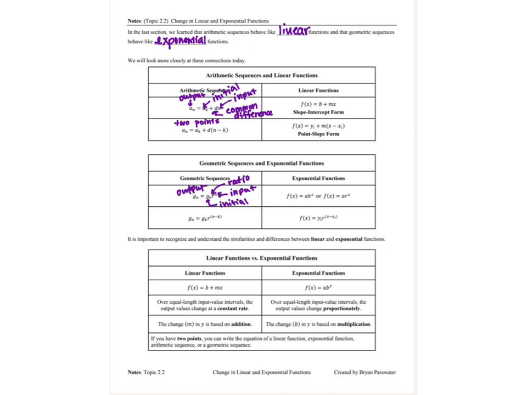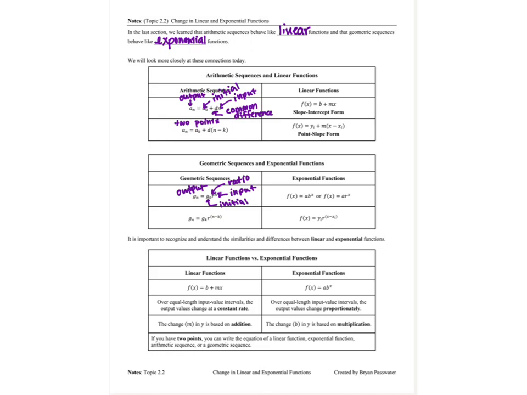If I compare that to these over here, do y'all remember these? A times b to the x. If b is greater than 1, what do we have? Growth. If b is greater than 1, we have growth. If b happens to be a fraction or a decimal, decay. Y'all remember this? Have you learned this before?